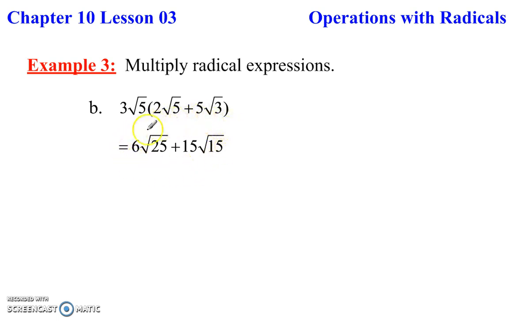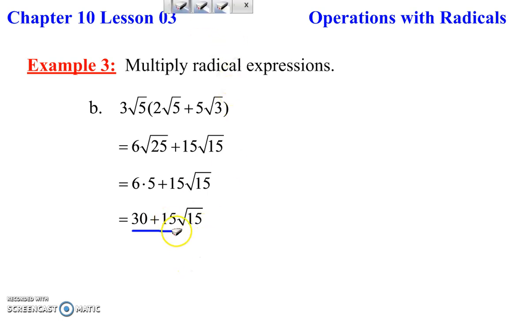Next, check to see, is there anything we can simplify? Well, here we multiplied a radical with itself. Technically, that just cancels out the radical. So square root of 25 is 5. So 6 times 5 plus 15 plus radical 15. 6 times 5 can be evaluated. 30 plus 15 radical 15. Can we add these two? No, we cannot, because there's a multiplication right here between 15 and radical 15 that would have to happen first before adding, and so this is simplified.